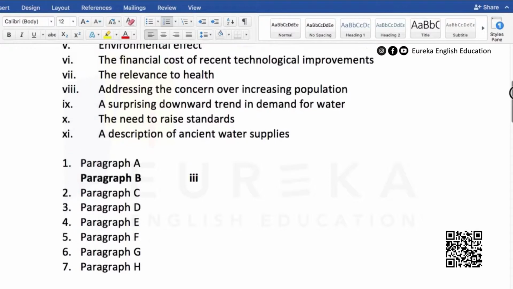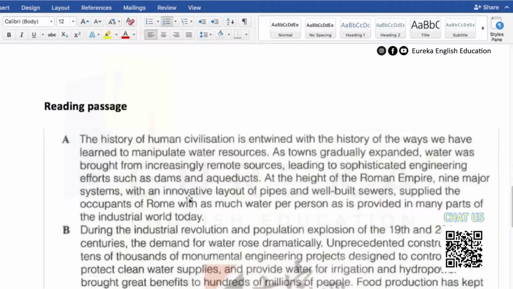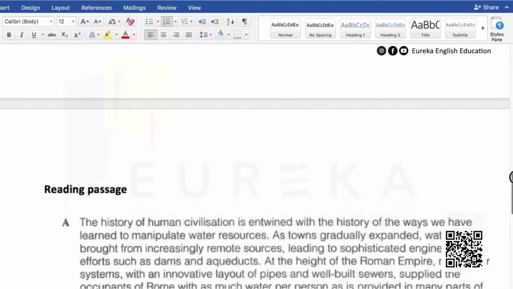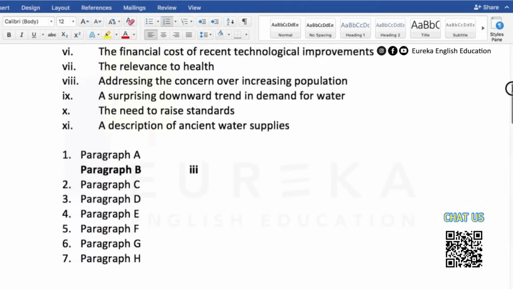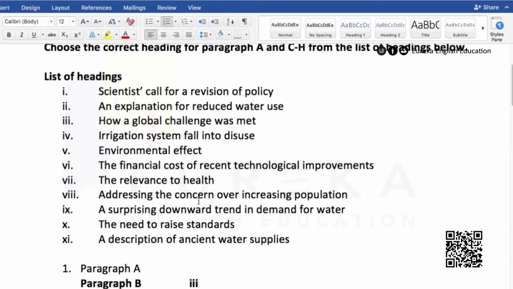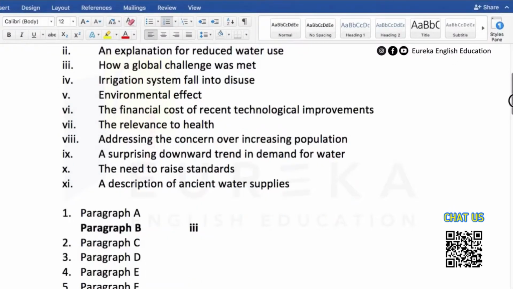So go straight to the question, and once you go to the paragraph, read it, especially the first sentence and some of the detail. Read quickly to find the main idea, then make your own summary of the main point that you understand, and then compare it with the headings provided here. Those are some brief strategies on how to answer this question. Let's try to answer the question together to give you a clearer idea of what I meant.